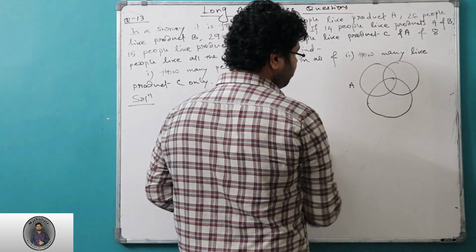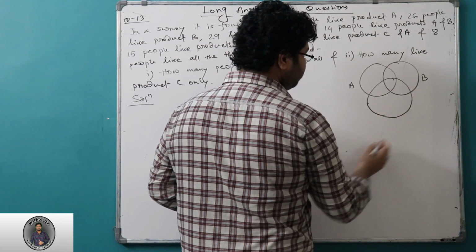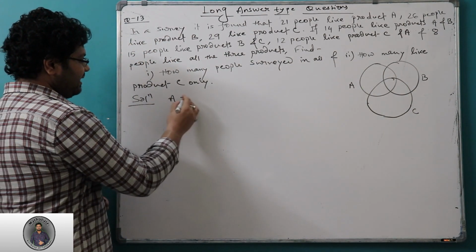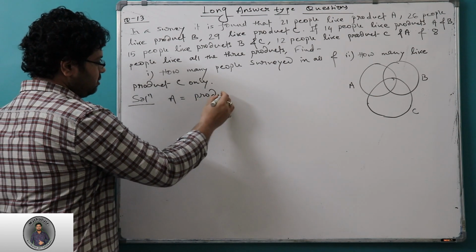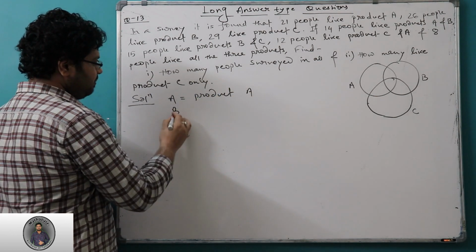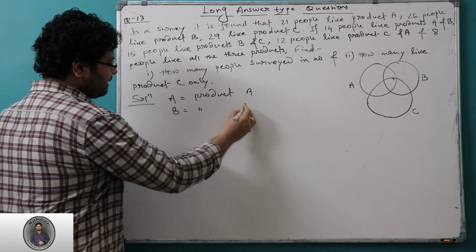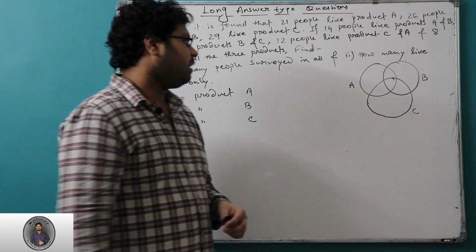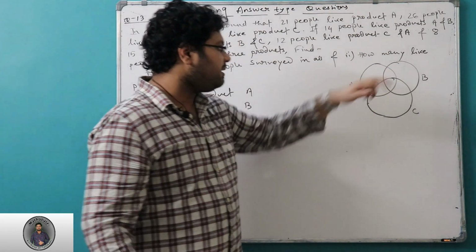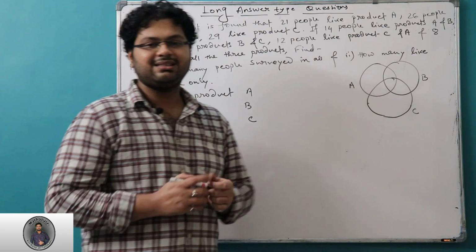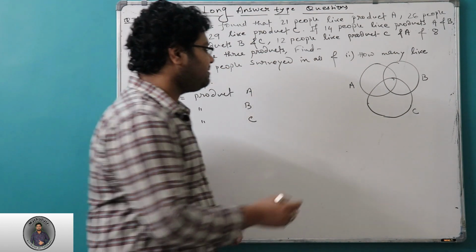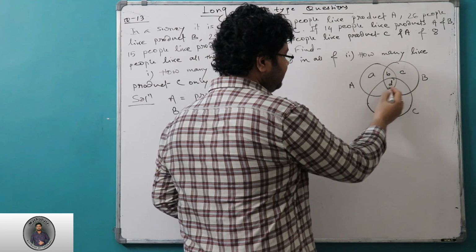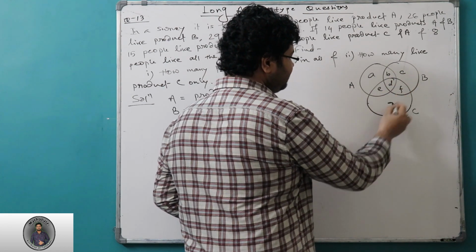Suppose this is the set of product A, this is the set of product B, and this is the set of product C. So I am assuming the sets as A equal to product A, B as the second product, that is product B, and C as product C. Now there are so many partitions among these 3 sets, so I am naming these partitions as: this is A, this is B, this is C, this is D, E, F, and this is G.